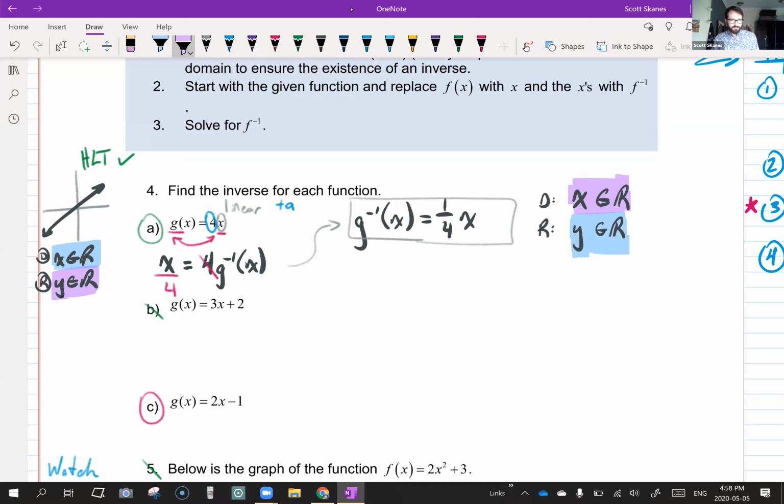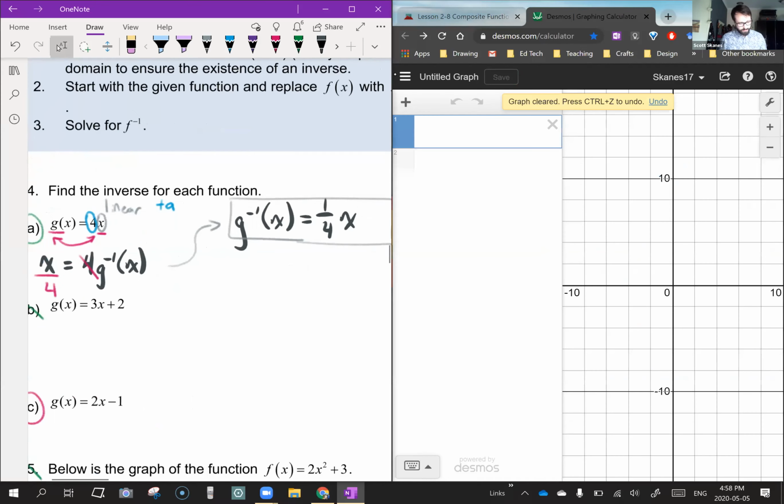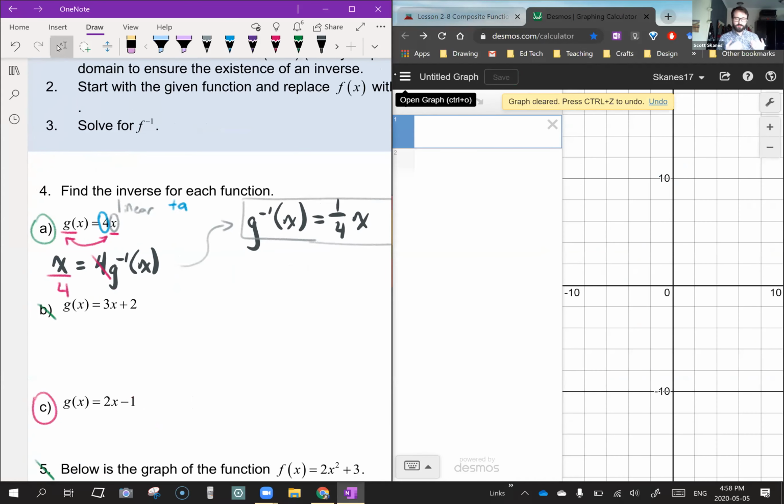I'm going to graph this. You're probably sick of me graphing, but you might as well just get used to it, and you might as well try it on your phone, because it's not that hard and it helps you understand. I'm going to graph a new set of functions. All right, new blank graph. What am I graphing? I'm graphing the original function, and I'm graphing our new function, the inverse.